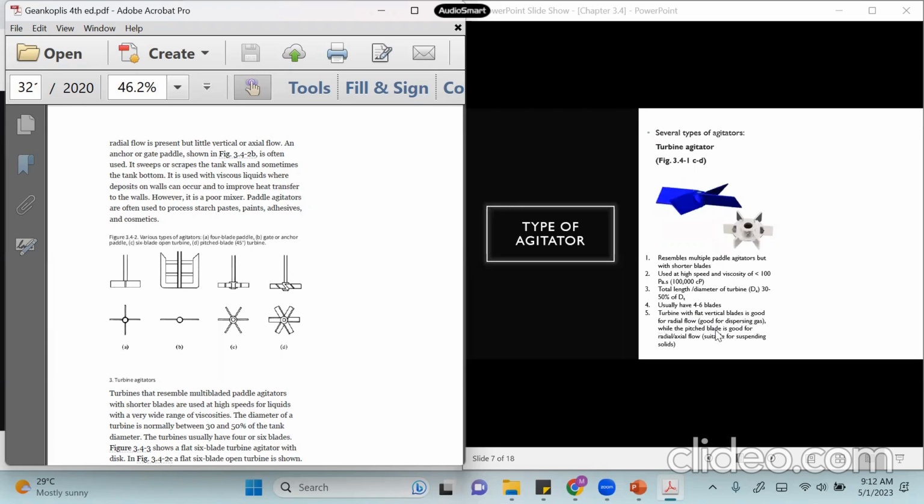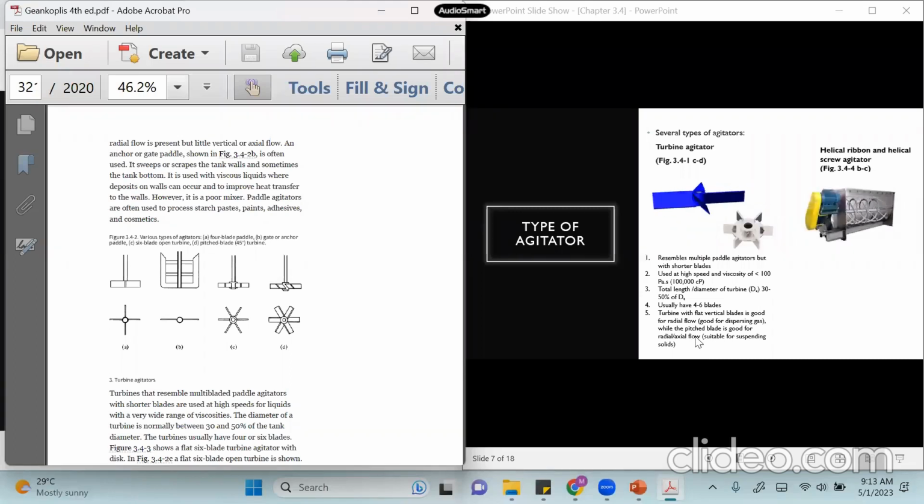However, we also have the pitch blade. This is the turbine with flat vertical blades. It's like this, perfectly vertical, the plate is placed perfectly vertical. For this one, the pitch blade, the blade is placed a little bit tilted, so it's good for radial and axial flow, suitable for the suspension of solids.